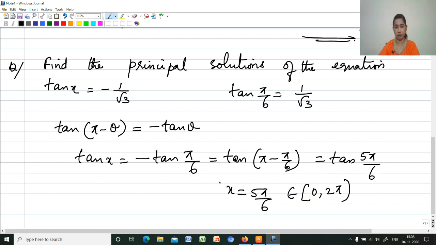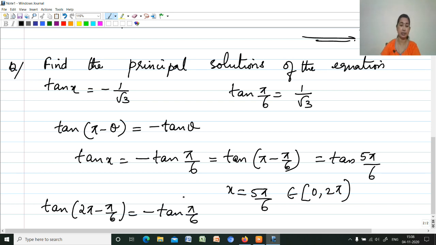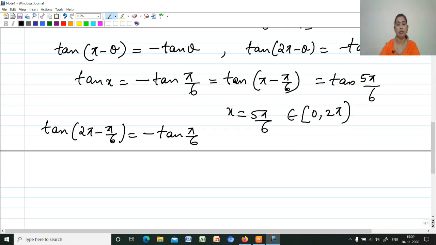Again we need to find out more. So we know that tan of 2 pi minus pi by 6 is also minus tan pi by 6. Which all values you are getting as minus tan theta, you have to list out first. Tan of pi minus theta is minus tan theta, same way tan of 2 pi minus theta is also minus tan theta. So these results you have to study first. Now tan of 2 pi minus pi by 6 is minus tan pi by 6, and how much is tan of 2 pi minus pi by 6?